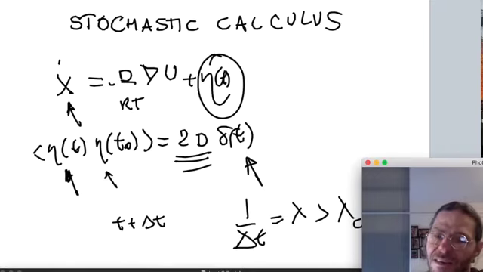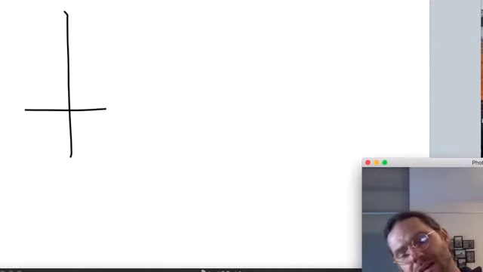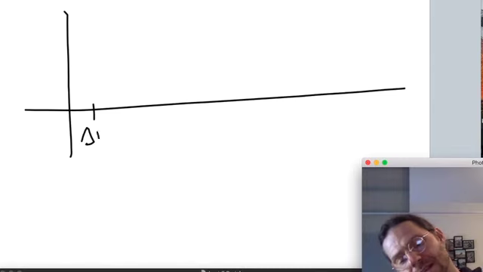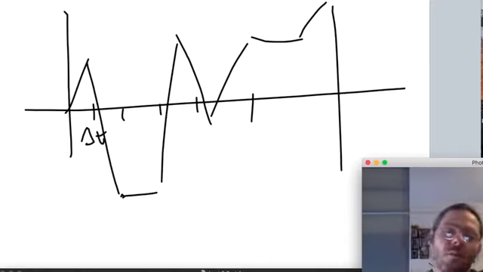But see, this means that eta is never differentiable. At any point in time, there is no such thing as a differential of eta. So if I were to draw eta in units of delta t, it would take any possible value with no particular relationship.